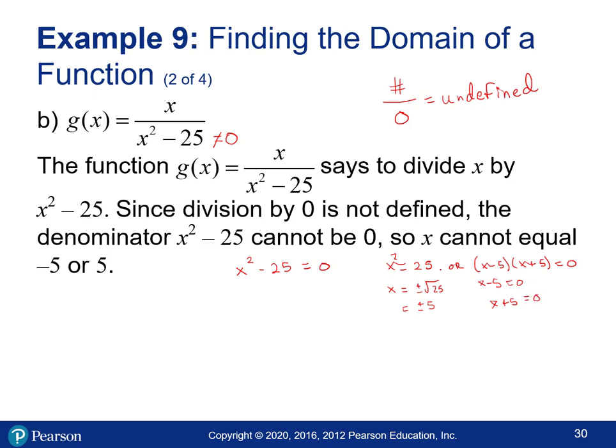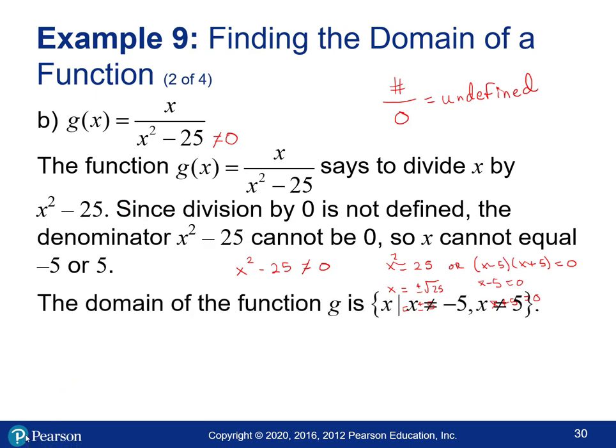What you want to recognize is that, because we didn't want this to be the case, x can't be 5 or negative 5. If we plug them in, the denominator is 0, and so the domain is every number but negative 5 and 5.